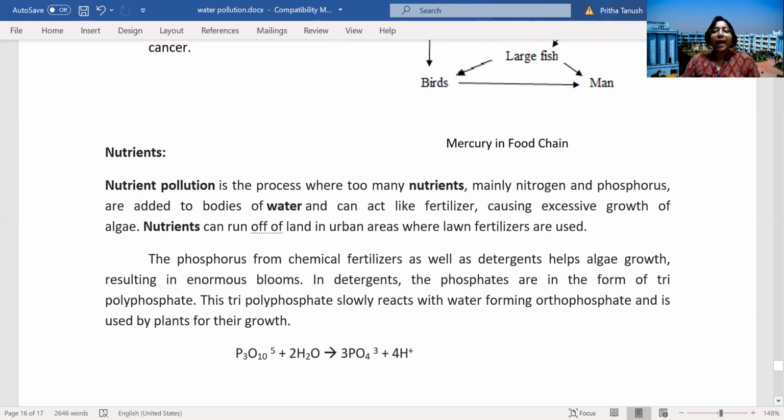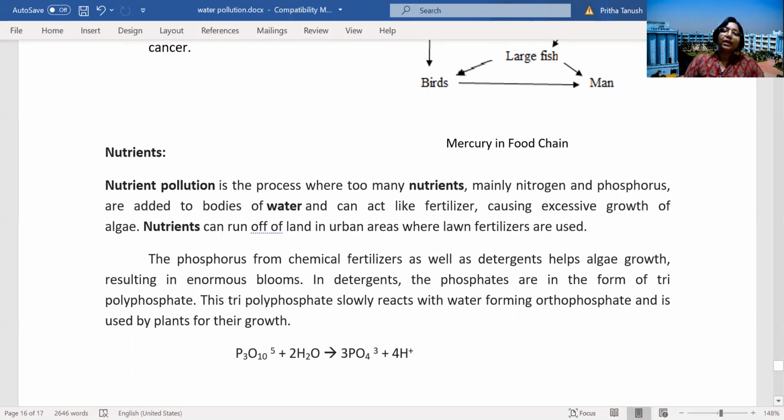So there will be a very bad smell and the water will be impure. Not only that, the amount of dissolved oxygen will be reduced because oxygen is required during decomposition. Another thing is that the mass deposition will be more, so the water bodies will ultimately be converted into marshy land.